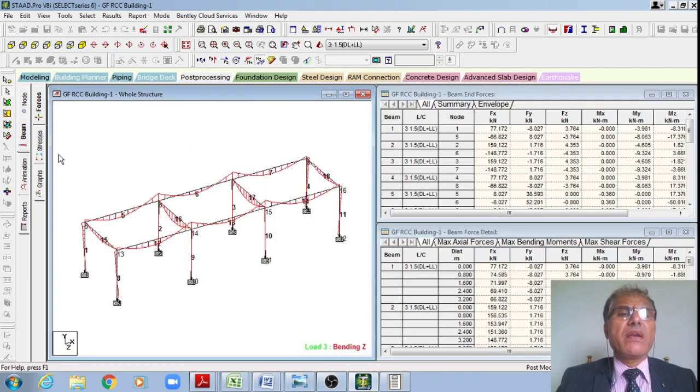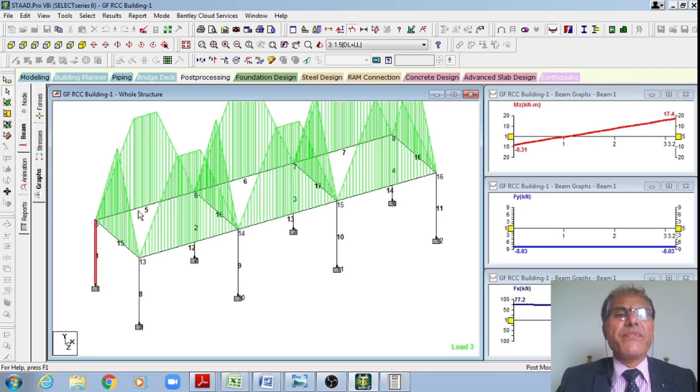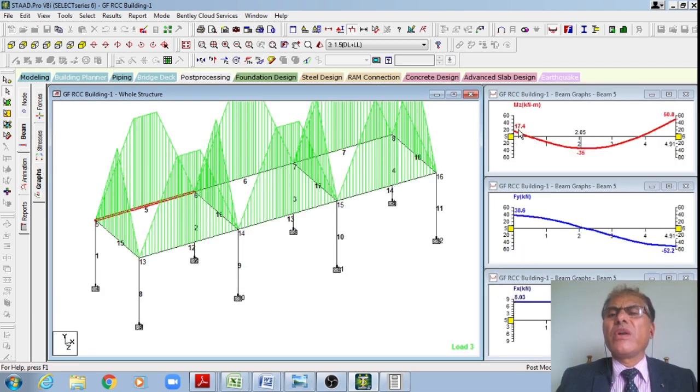Therefore, I'm there in that. Now for this I'll see the graph. For this I do have the bending moment varying at the left end 17.4 kilonewton meter to 50.8 kilonewton meter, whereas the positive bending moment at the midspan is 35.